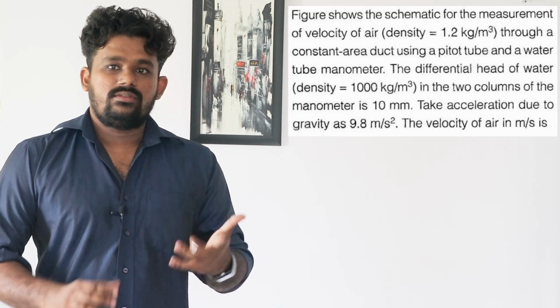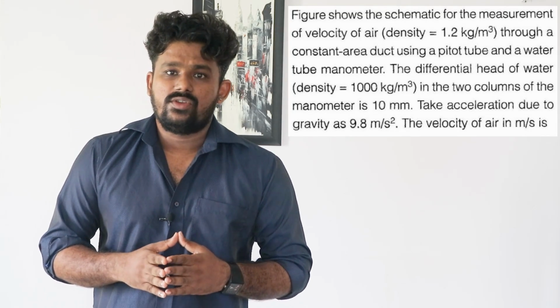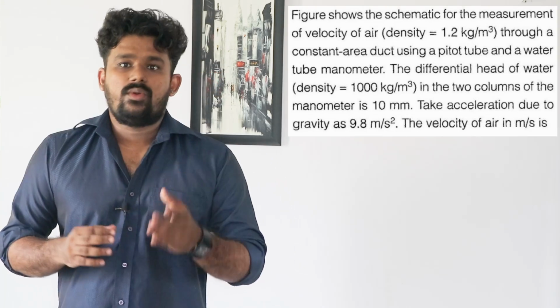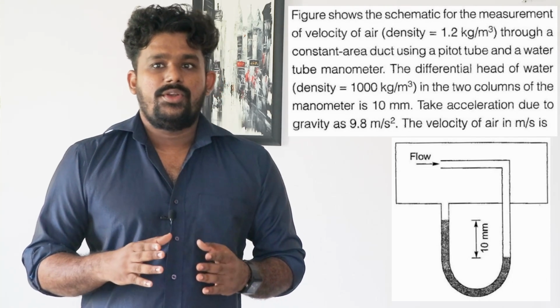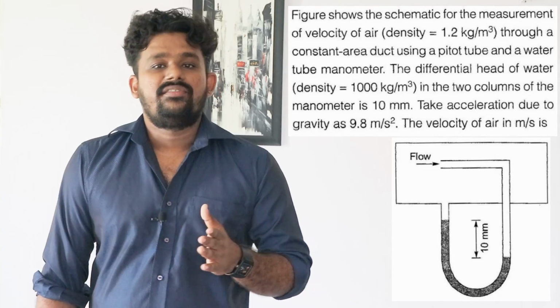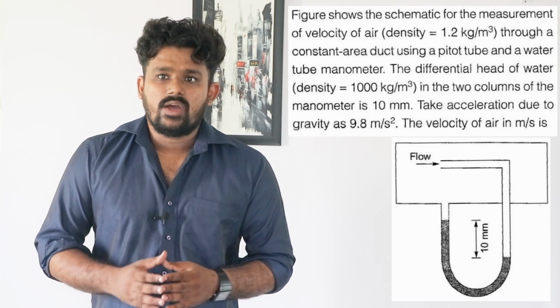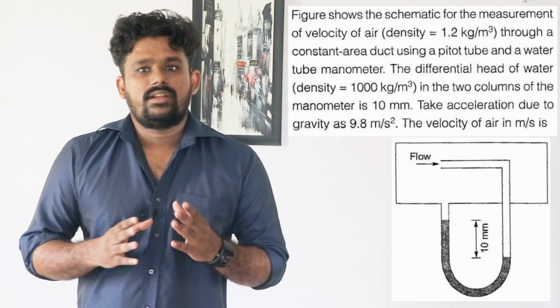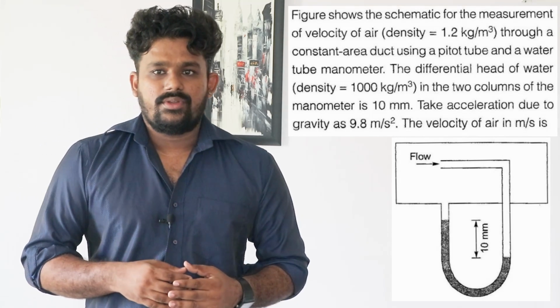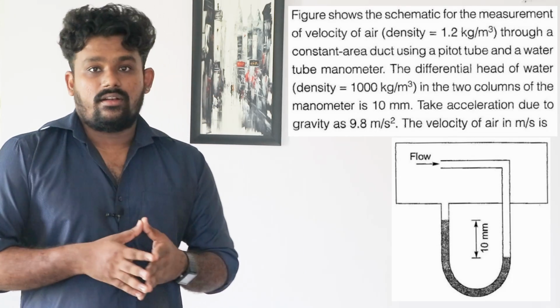Second question: the figure shows the schematic for the measurement of velocity of air, density 1.2, through a constant area duct using a Pitot tube and a water tube manometer. The differential head of water, density 1000, in the two columns of the manometer is 10 millimeter. Acceleration due to gravity is 9.8. The velocity of air is to be found.